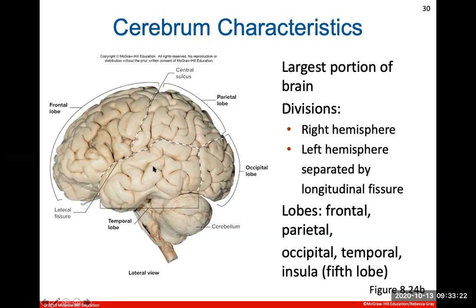The temporal lobe will be underneath your temporal bone. The occipital lobe is in the back of the cerebrum. And then the insula is a fifth lobe, and it would be located, if we were to remove parts of the temporal and frontal lobe, you would see the insula kind of around where your thalamus would be.